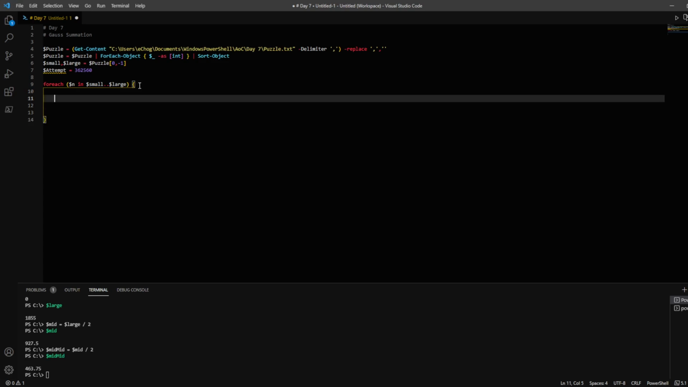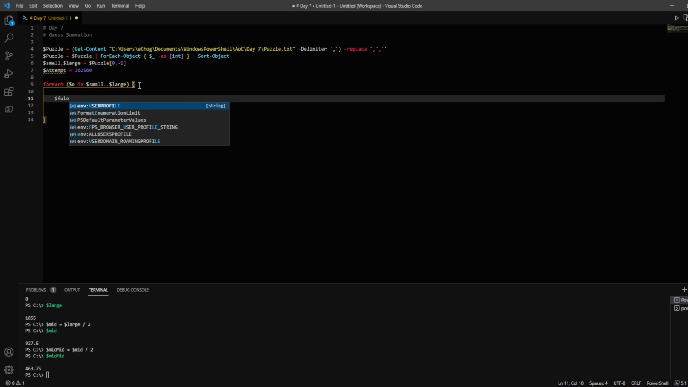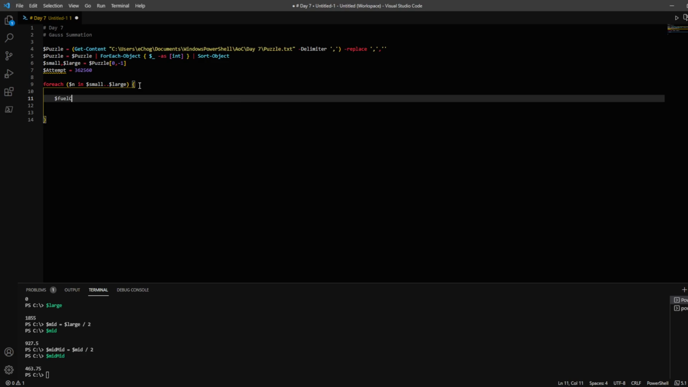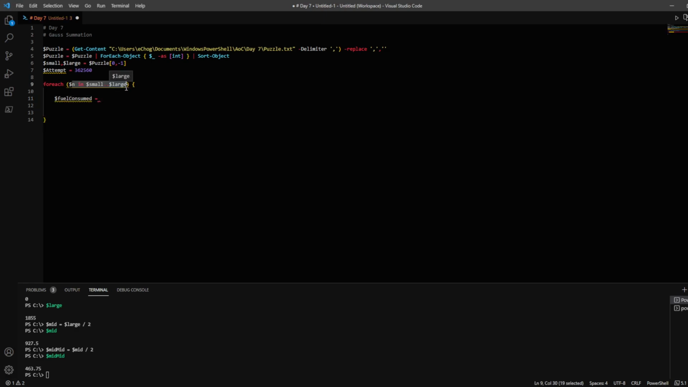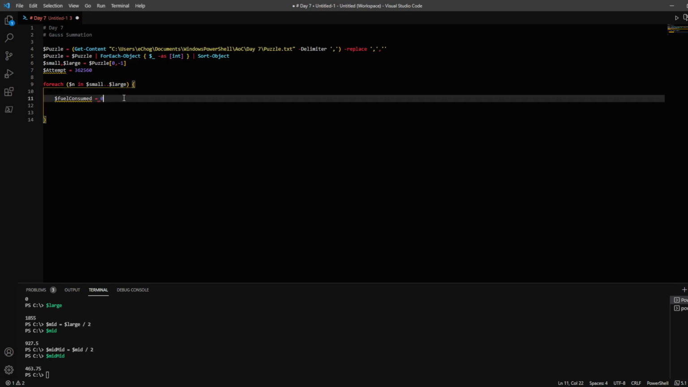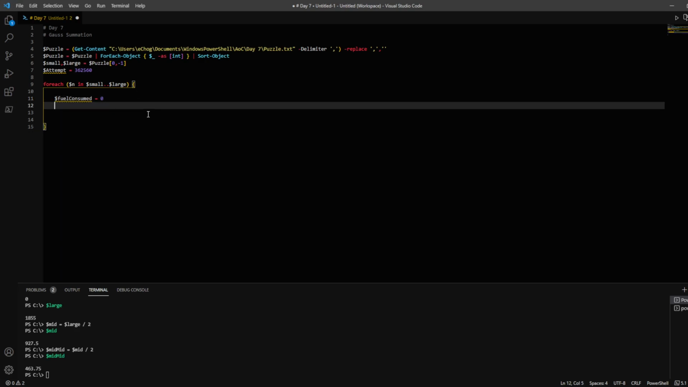So first thing we need to do is say that our fuel consumed is 0. And why we need to do this is because for every single number in this, we want to try again to figure out what our consumed fuel total is going to be, and we can't do that if we're just adding to what we have. So we need to reset this to 0 and try again and figure out where we're at.